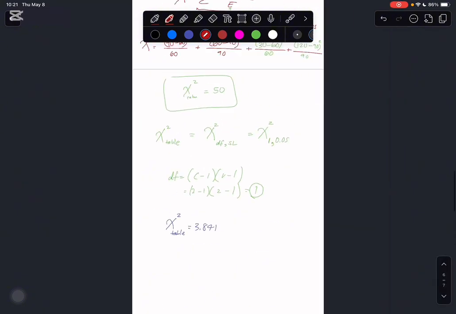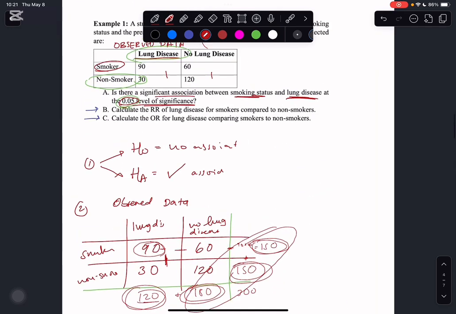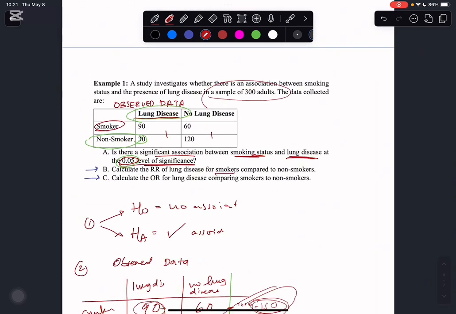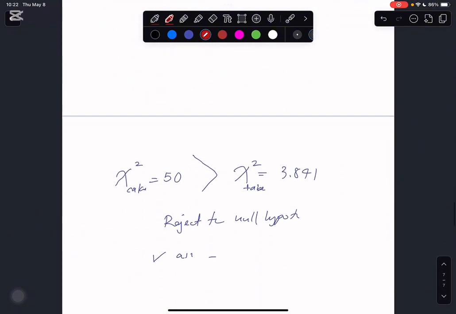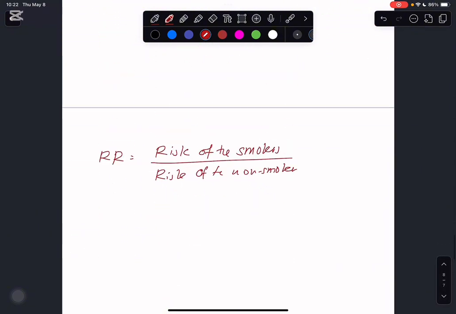أقدر أعكسها، بس look at the question كانوا يقولون compare smokers compared to non-smokers. إذا قالوا لكم non-smokers compared to smokers هني you flip it the other way around. Okay so when you find the relative risk you put this فوق وهذا تحت. Okay so this is how you find the relative risk.